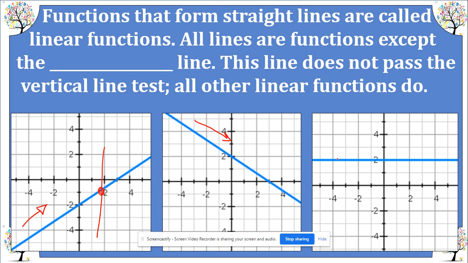And then lastly, we have the horizontal line of y equals -2. All my y values are some number, comma -2. And this is also a function. It passes the vertical line test. So functions that form straight lines are called linear functions. And all lines, like these 3 examples, are functions except the vertical line. Remember, the vertical line does not pass the vertical line test.